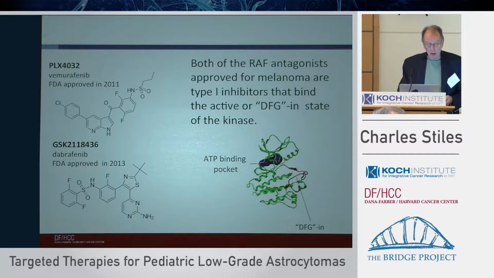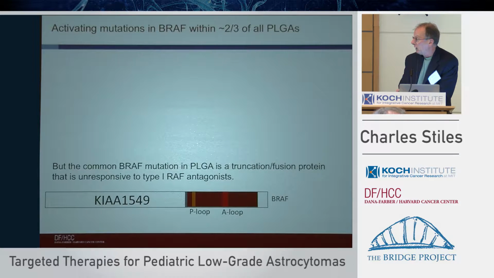Unfortunately, the common mutation, not exclusive, but the common mutation in PLGA is a truncation fusion protein that's unresponsive to type 1 antagonists. What you do with this truncation fusion event is you whop off the autoinhibitory amino terminus of BRAF, leaving a catalytically active domain, but it cannot be autoinhibited. It's active in the absence of active RAS signaling.